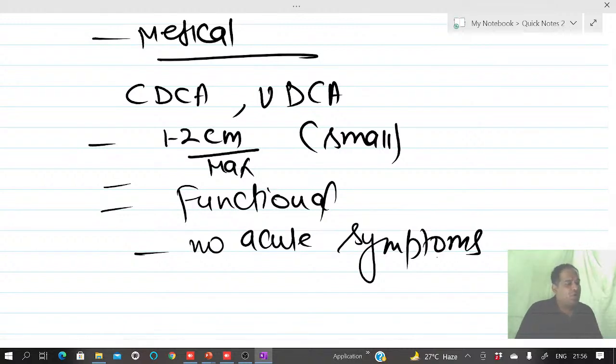Because we want the pancreas to secrete a large bolus of enzymes. That is why we are giving it. That is why we are stimulating it. Mithila, probably I have answered your question, because pure cholesterol stones are not that common. You should answer that as mixed stones.